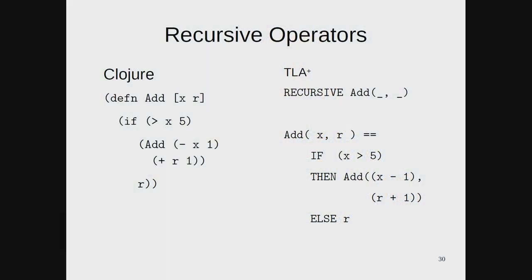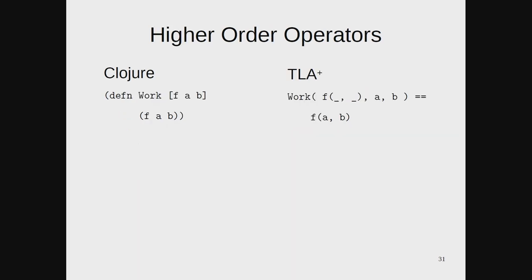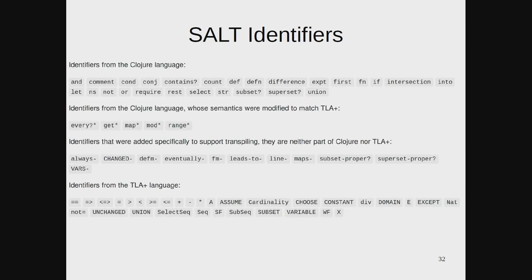In TLA Plus, you can define recursive operators. Of course, in Clojure, you can do the same. If you define this function add, then you can call yourself. You don't have to declare it, but you can call yourself. Higher order operators: you can pass in a function or an operator to an operator in TLA Plus. You can pass in a function to a function in Clojure and call it. So no big surprises.